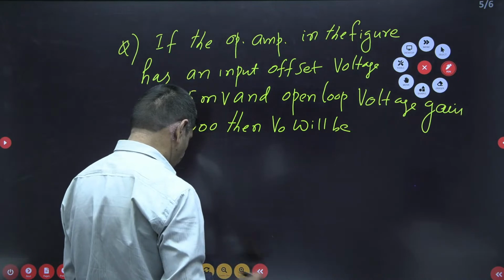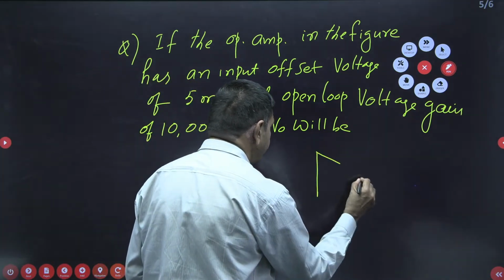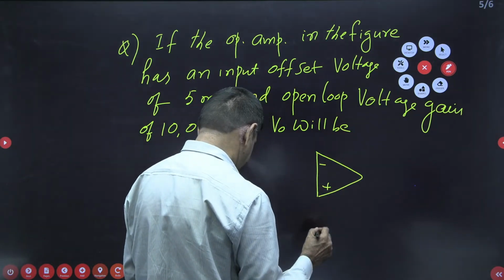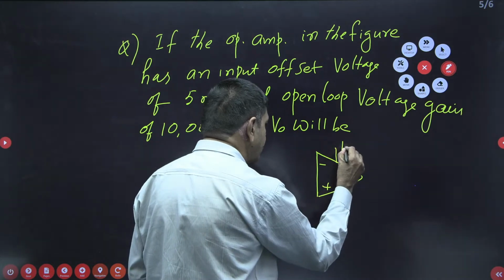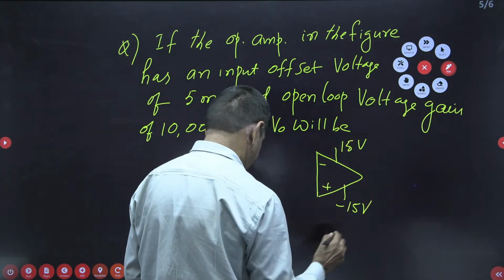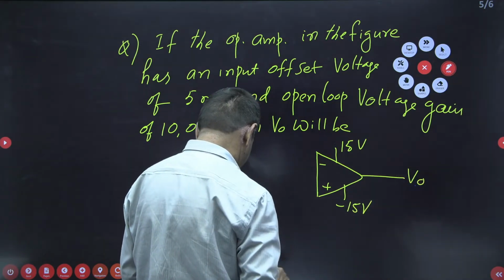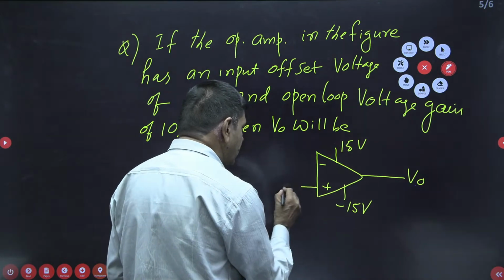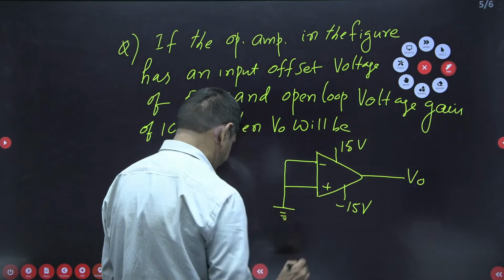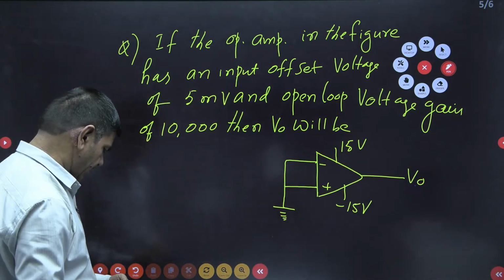But initially I wish to give this question in your hand, you please try. There is an op amp, this is a negative terminal, this is a positive terminal, this is 15 volts, this is minus 15 volts here given. This is V naught. And these two terminals are connected to the ground in this way. That's given. And I will give options also. You will get an idea here now.